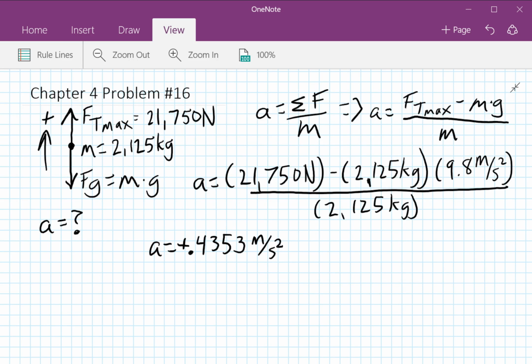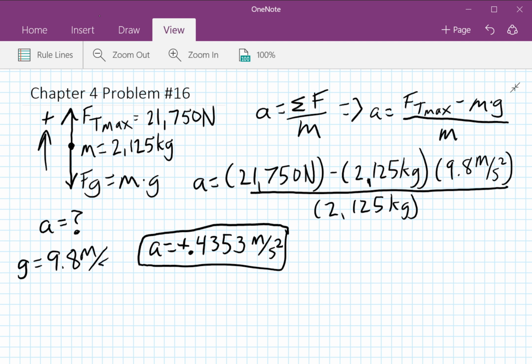So that is with significant figures, by the way, because the mass was 2,125, and that was the smallest number of significant figures we had. Do not use g, the 9.8, as a limiter. Technically, I guess I should have written that here: g, 9.8 meters per second squared. But you don't use g as a limiter for the significant figures because they didn't give you that value. That's the value you assumed. Any assumed values are not used for sig figs, only the values they give you in the problem.